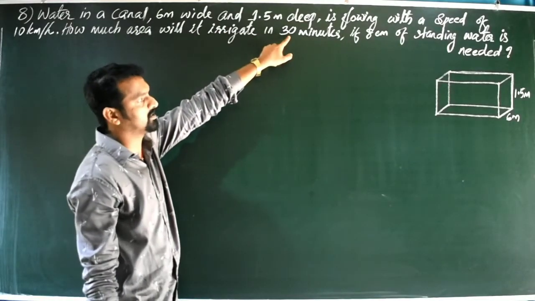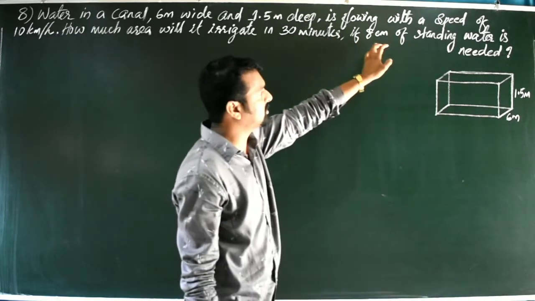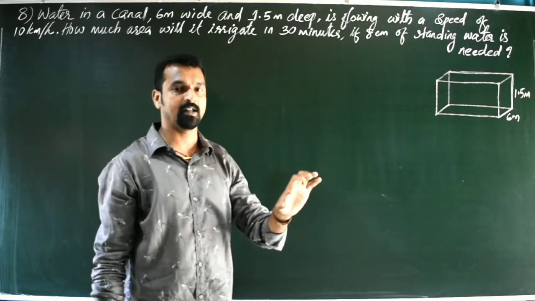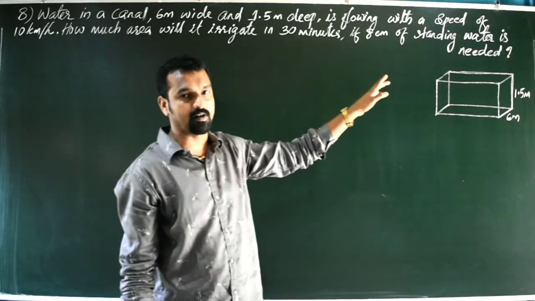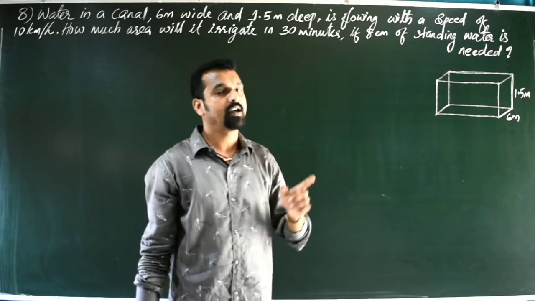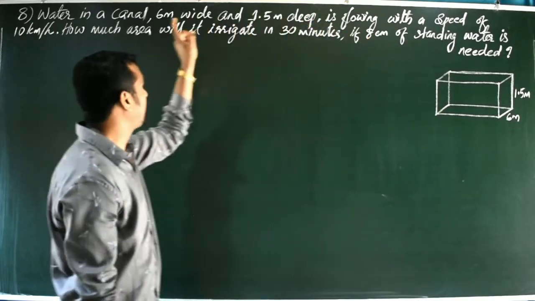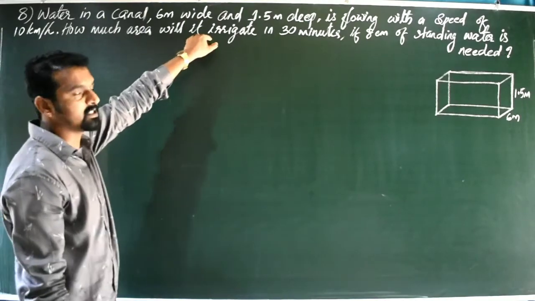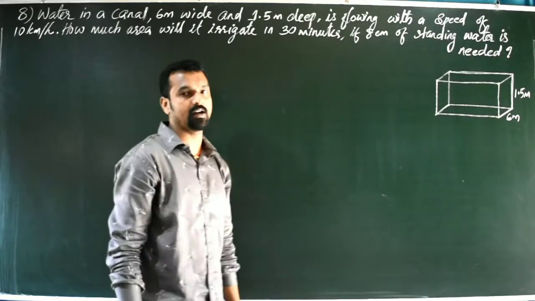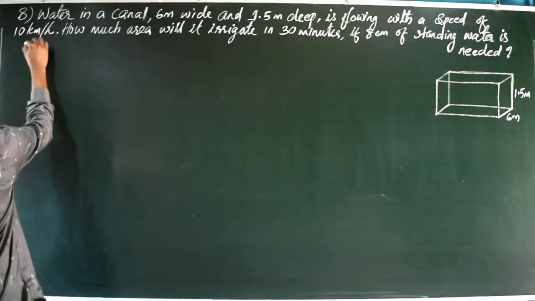If 8 centimeter of standing water is needed, it means a height of 8 centimeter of water in the field. We are going to irrigate the field, and in that field 8 centimeter standing water is needed. Then how much area can we irrigate in 30 minutes using this water through this canal? That is the question.